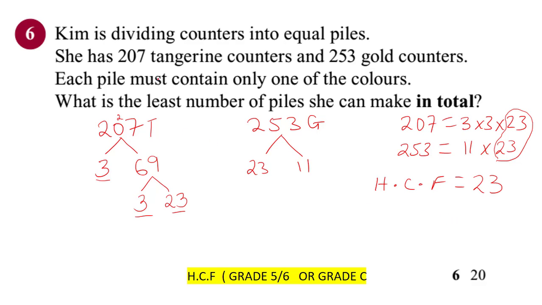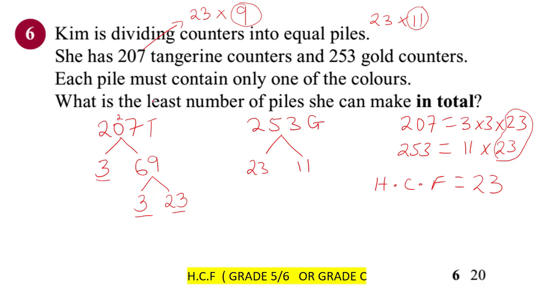Okay? It means that these tangerines will be put into portions of 23 each, right? And these gold counters will also be put into portions of 23. But how many portions of 23 will I have here? So each portion will have 23. How many portions will I need? I'm going to need 9 portions because 23 times 9 will give me the answer. So the answer is 9 portions for tangerines. But how many for this one? Remember, one portion contains 23, and I will need 11 of that, right? So 23 times 11. So I will have 11 portions there, and I will have 9 portions there, which altogether will become 20, right?